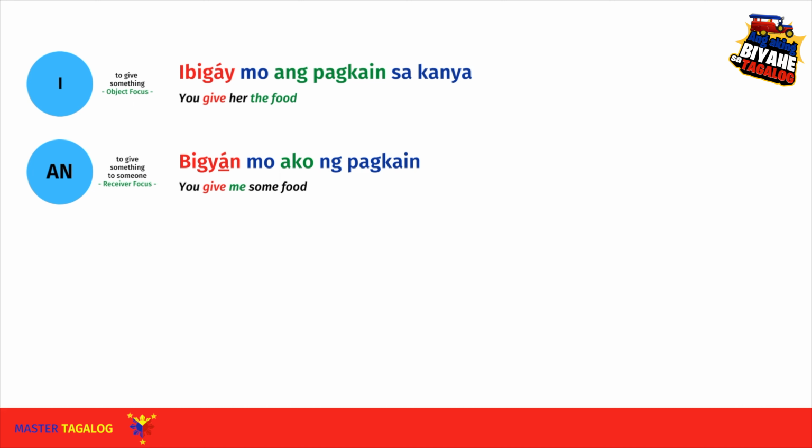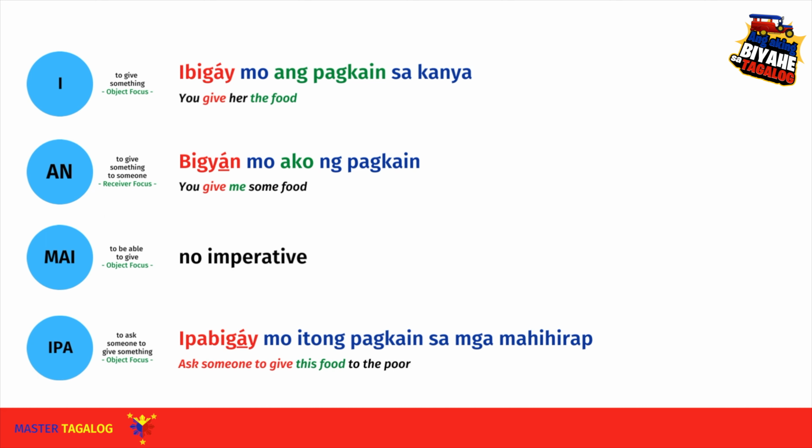Bigyan mo ako ng pagkain. You give me some food. No imperative. Ipabigay mo itong pagkain sa mga mahihirap. Ask someone to give this food to the poor. By closely comparing each sentence in Tagalog and English, you should be able to understand the difference in usage of each of the verb affixes.